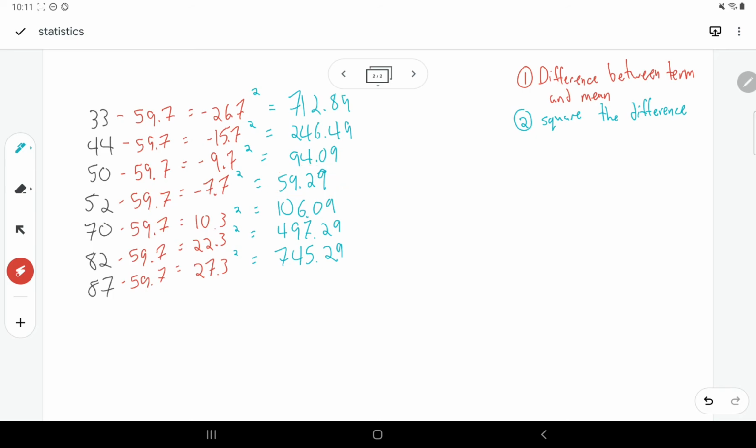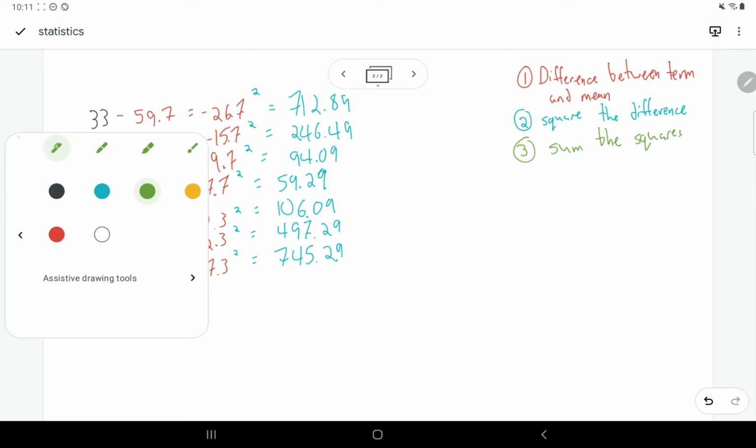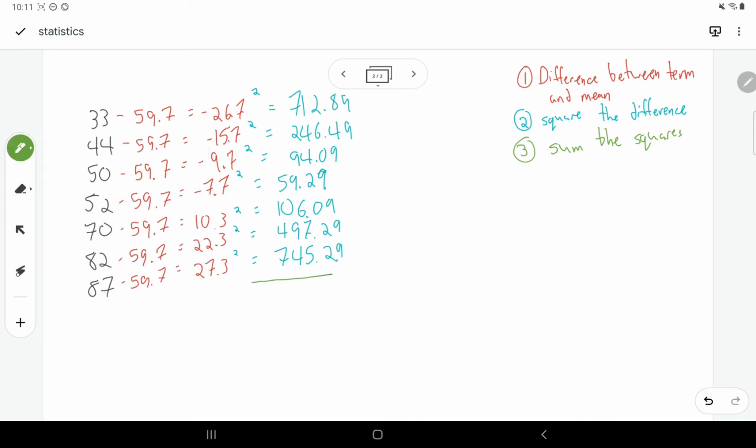Okay, so our next step is going to be to find the sum of all of these. So 3, sum the squares. Okay, so all that means is we're going to add all of these up. Okay, so when we add all of those up, we should get 2,461.43. Real big number, but that's going to shrink real soon. Okay, so that's the sum.